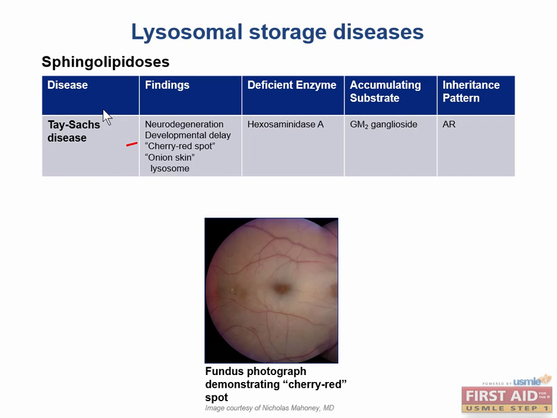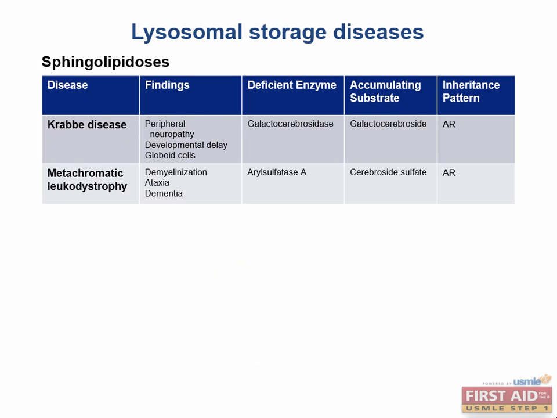Tay-Sachs is another extremely high-yield disease, so remember that GM2 ganglioside is going to build up due to the lack of the hexosaminidase A enzyme, because Tay-Sachs lacks hexosaminidase A enzyme. If you hear or see a lysosome with an onion skin appearance, I want you to start cluing in to Tay-Sachs disease, another high-yield buzzword.